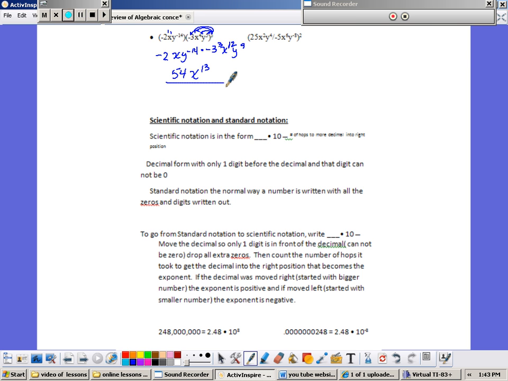The y to the 14th goes to the bottom. Y to the 9th stays on the top. Now simplify. If I have 9 y's on the top and 14 y's on the bottom, I can cancel them out and leave only 5 y's on the bottom. So my answer would be 54 x to the 13th over y to the 5th.